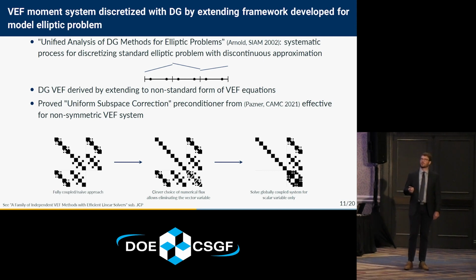So I'll go through them. The first method uses discontinuous Galerkin techniques. So the VF moment system was discretized with discontinuous Galerkin by extending the framework developed for the model elliptic problem. There's a famous paper, a unified analysis of DG methods for elliptic problems. It develops a systematic process for discretizing the standard elliptic problem with its discontinuous approximation. So here we're allowing the solution to be discontinuous at element interfaces. And so I extended this paper to the VF system by walking through it line by line and carrying over the differences. And that led to a framework of discontinuous Galerkin methods.